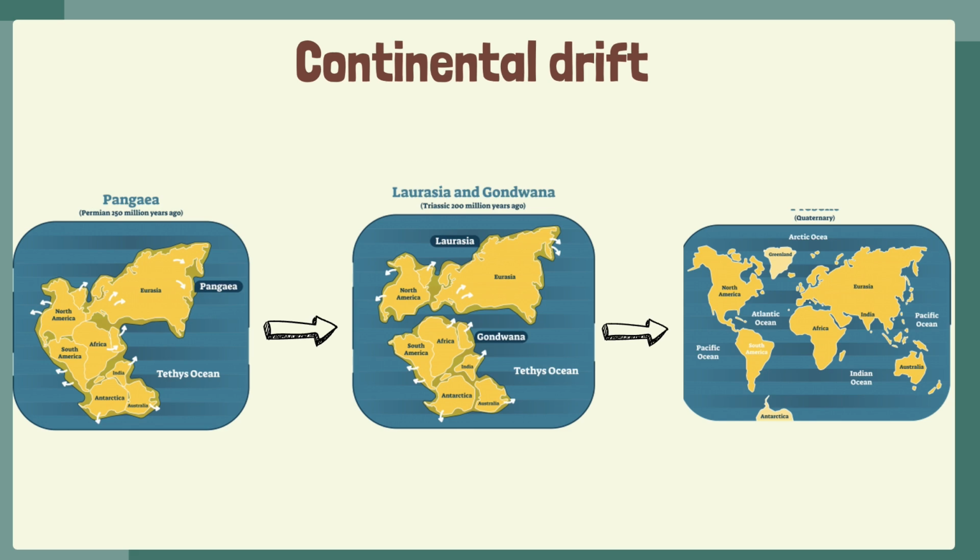And then we moved on to have Laurasia and Gondwana. For example, you can see that Gondwana included continents of today, such as Africa, South America, Antarctica, Australia, India, etc. And then they split up to become the continents that we have today. And there is evidence that they are still moving. They are still drifting apart.